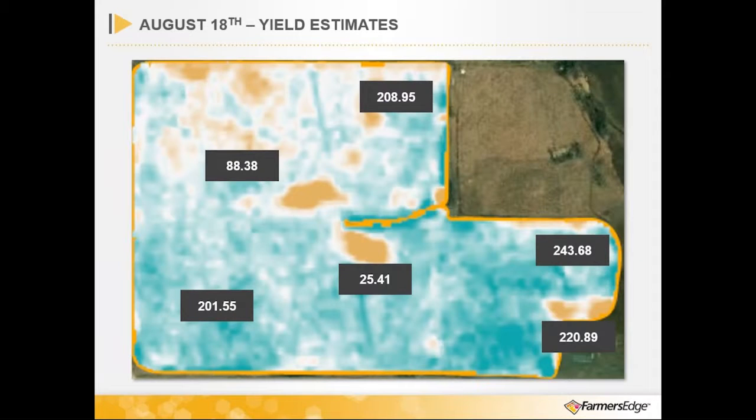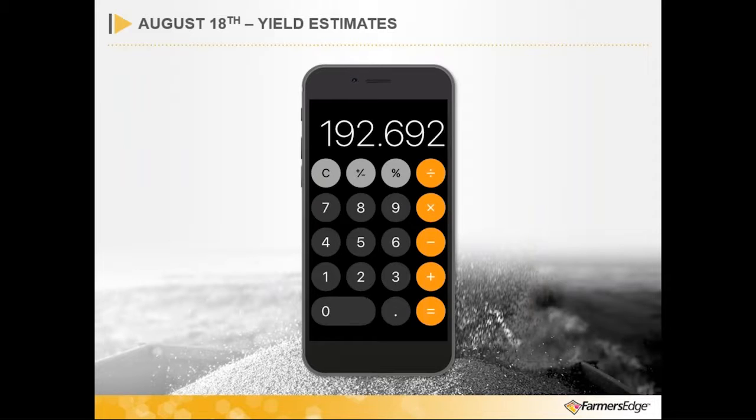So here's what my results were, the different numbers from all the different spots that I visited. The high was 243 bushels to the acre. The low was 25 bushels to the acre. So there's a wide variance out there, especially between the highest yielding and the lowest yielding. But in the more average areas of the field, I have 208 bushels and also 201 bushels, which is actually what the field average was. Averaging all of those together, even though there are some outliers, 192 bushels to the acre is what I came up with.